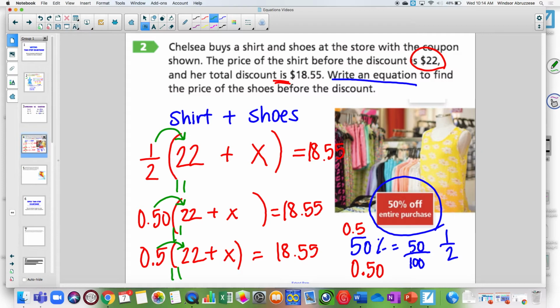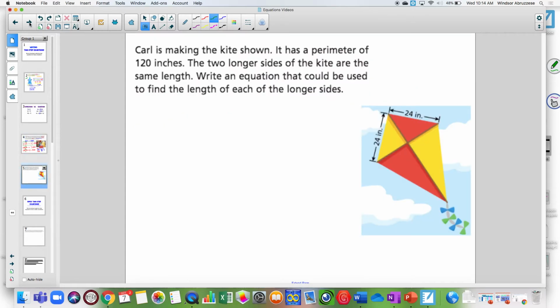Just know that 50% of your shirt and shoes is going to be equal to $18.55 at the end of your transaction. And all it asked for was to write an equation. Now, for fun, you can go on and continue to solve the problem, but for this problem, you don't necessarily need to. And the last example, Carl is making the kite shown.